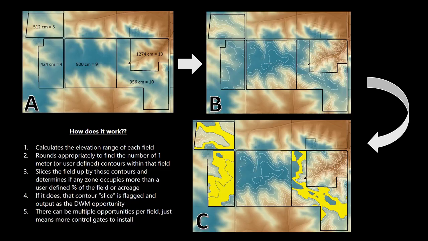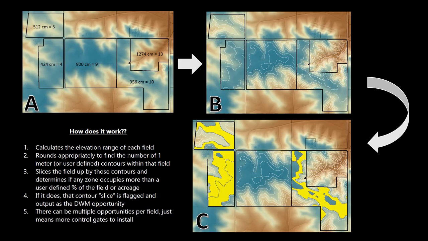So it's kind of interesting how this tool works. Below is an example given where we specified a 1 meter contour interval and that 30% of the field must be treated by that practice. So first off, the tool calculates the elevation range of each field, which can be shown in image A. That range is then rounded appropriately, and then the number of 1 meter contour intervals that can fit within that field is found, which can be shown also in image A by what it's equal to.